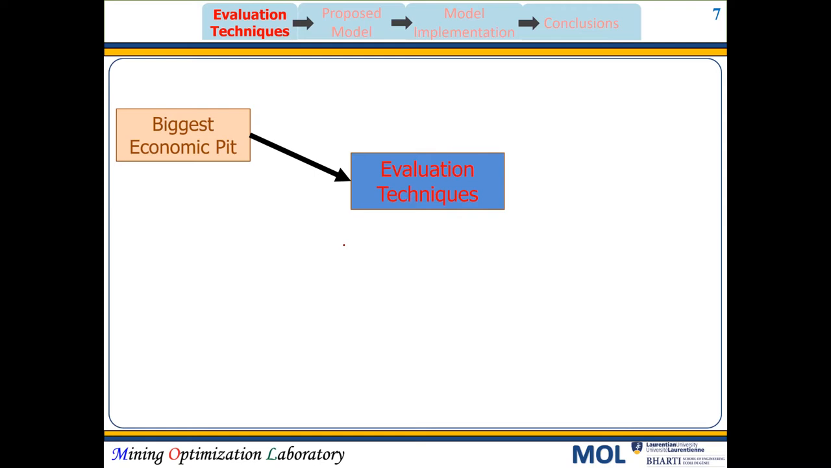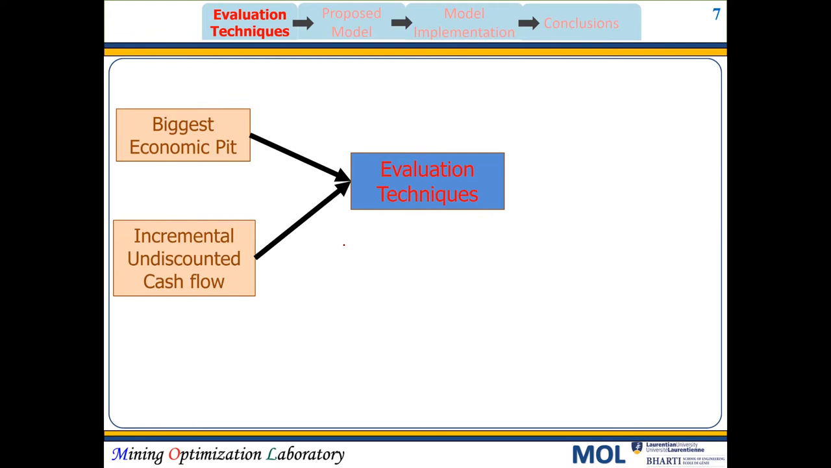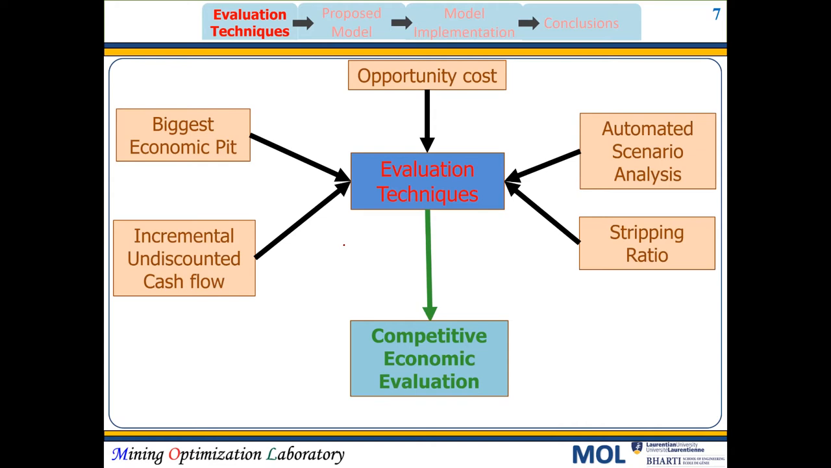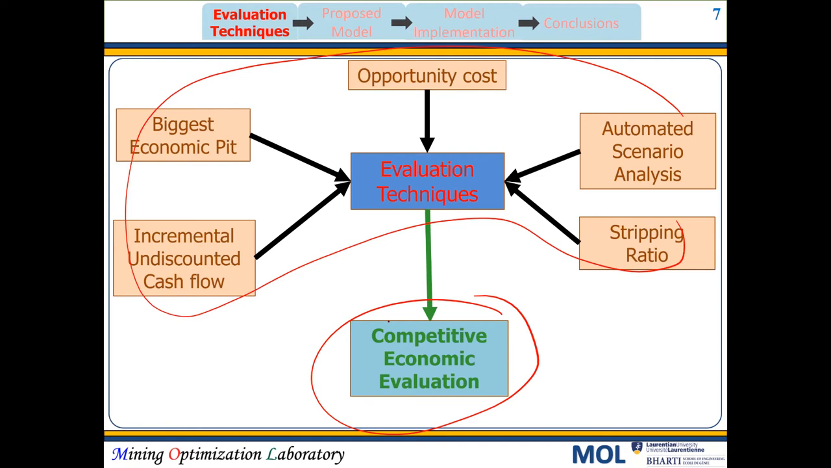Now, the first one is referred to as the biggest economic pit. I will go over each of these subsequently, but we have the biggest economic pit approach for doing open pit underground mining transition studies. And then we have what we call the incremental undiscounted cash flow approach. Then we have the automated scenario analysis approach, and then the stripping ratio approach, the opportunity cost approach, and then the competitive economic evaluation approach. So the five listed up here are all existing methods that have been used previously, and the competitive economic evaluation approach is the approach that was developed within our research group, which I will provide some additional details on as we go through the slide.